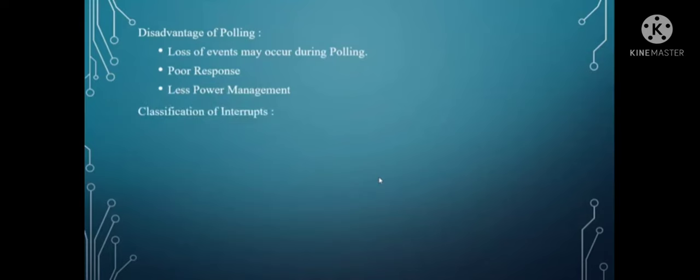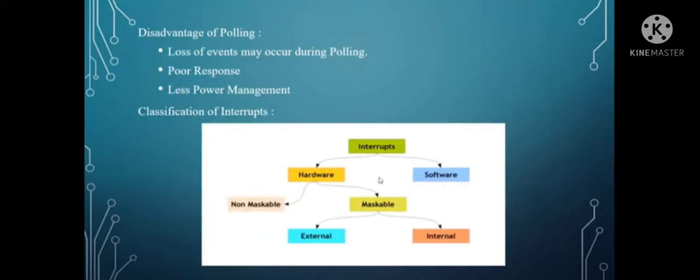What is the classification of interrupts? Interrupts are classified into hardware and software interrupts. Further, hardware interrupts are classified into non-maskable interrupts and maskable interrupts. These maskable hardware interrupts are further classified into external and internal.